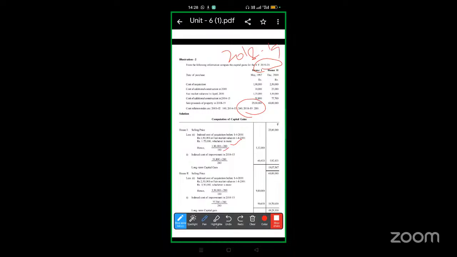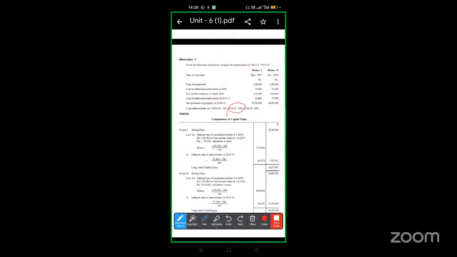Similarly, index cost of improvement. They added some extra room or some extra construction was done. So here the cost of construction is 51,800, multiplied by the previous year index value divided by the year in which the improvement has taken place. The improvement has taken place in 2014-15, and the 2014-15 index value is 240.